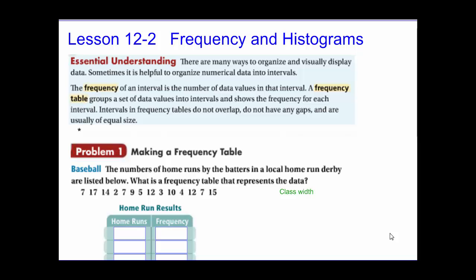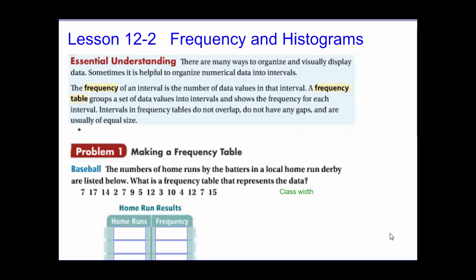A frequency table groups a set of data values into intervals and shows the frequency for each interval. Intervals in frequency tables do not overlap, they do not have any gaps, and are usually of equal size. And then we can take this table and organize it into a histogram, which is a quantitative bar graph showing frequencies or these counts.